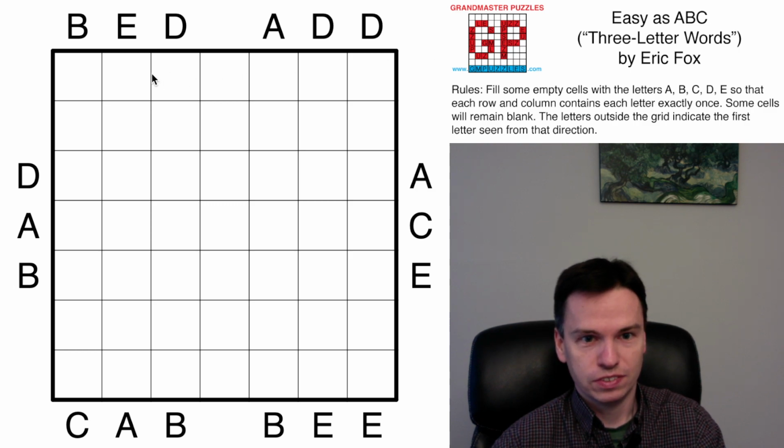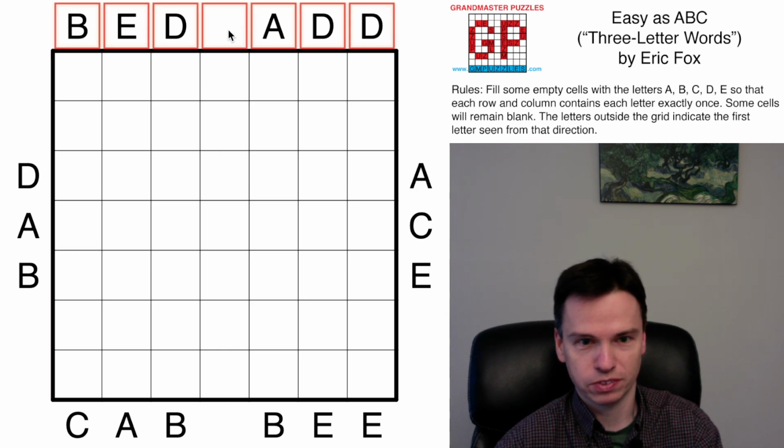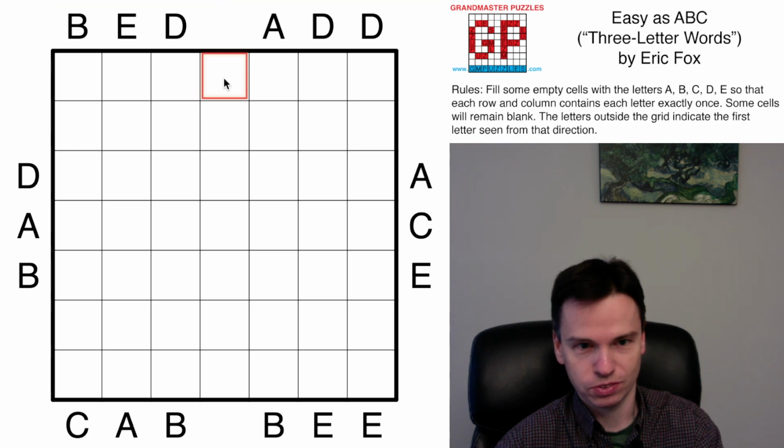So here to solve this Easy as ABC puzzle by Eric Fox, our first regular puzzle of the week in this style with a three-letter words theme. Those three-letter word clues actually make the top and bottom pretty good places to start. A common thing to do in this puzzle is look for the most missing or unique letters. In this case, there is no C pointed to at the top and no D pointed to at the bottom.